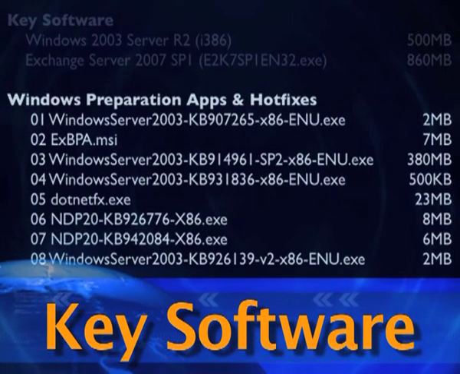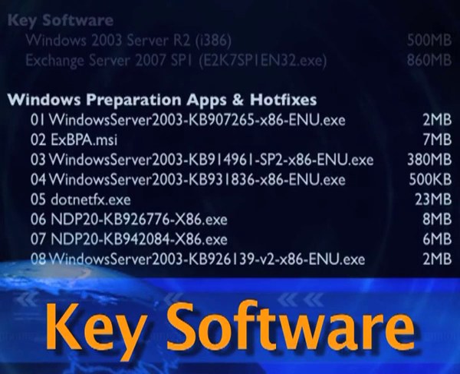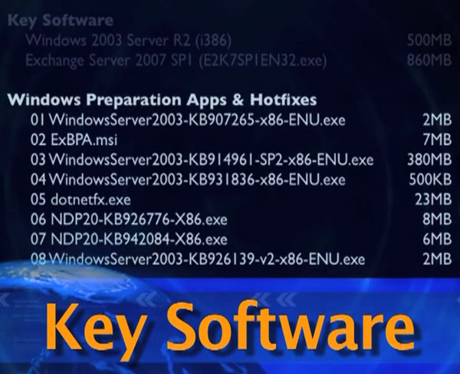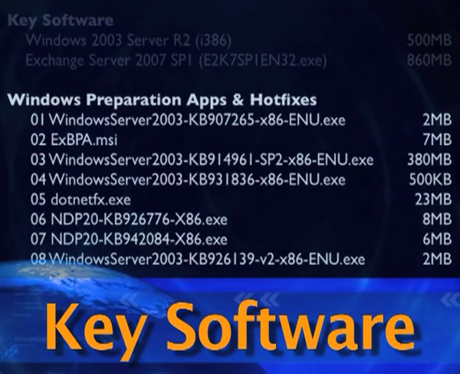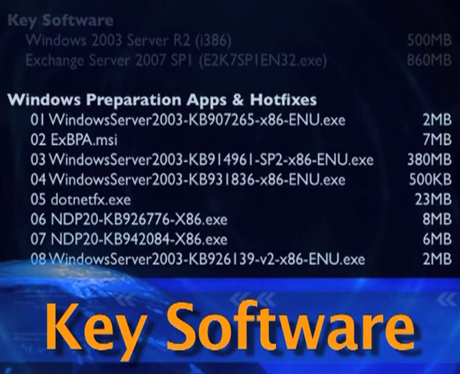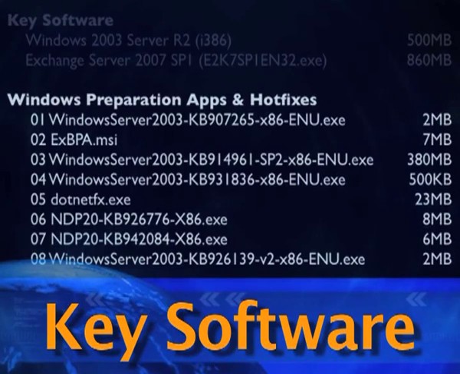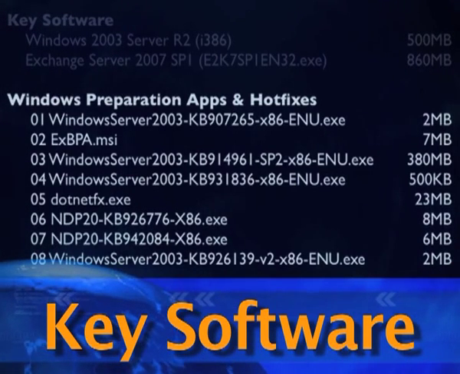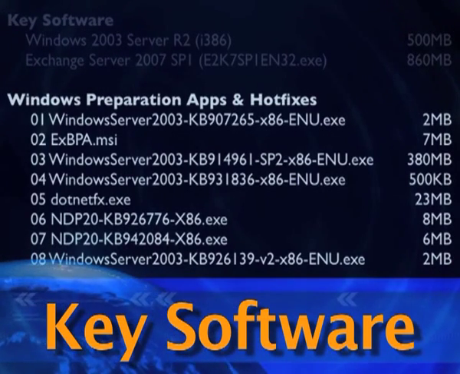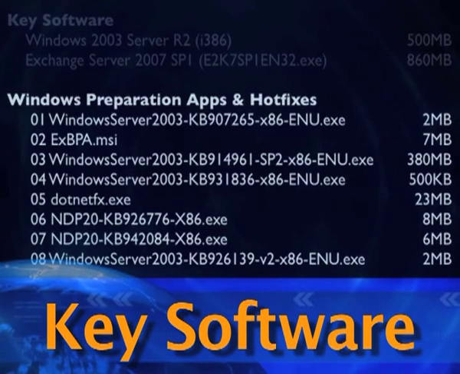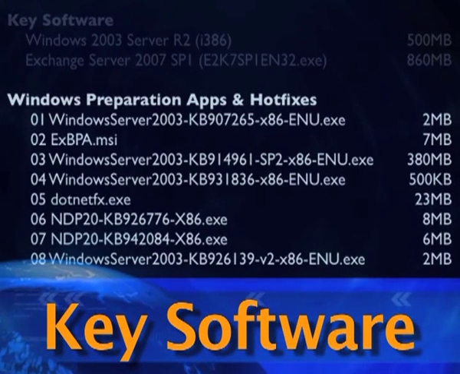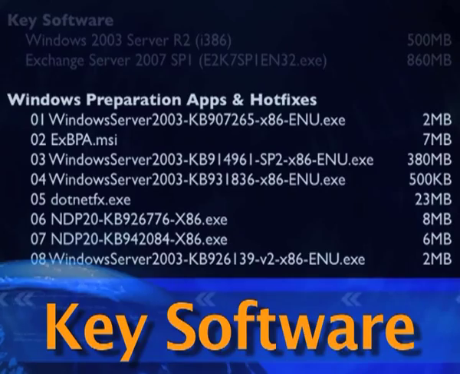So the first one's KB 907265. There's the Best Practices Analyzer. There's Windows KB 914961, KB 931836, then .NET FX.exe, and then KB 926776 and KB 942084. And finally KB 926139. So go and grab those. When you got those, I'll see you back here.